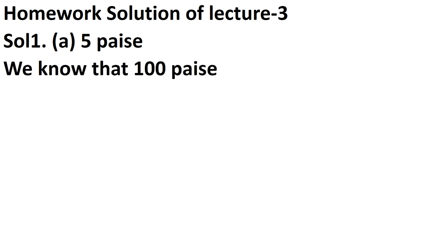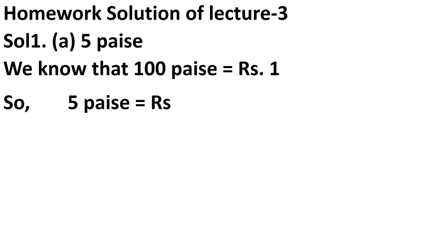We know that 100 paise equal to rupee 1. So 5 paise equal to 5 upon 100, which is equal to 0.05 rupees.